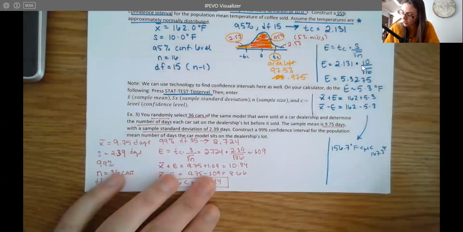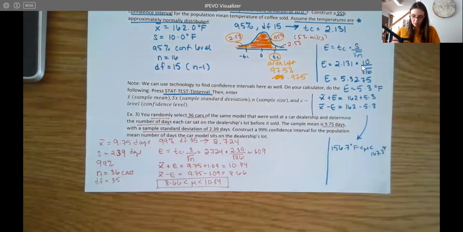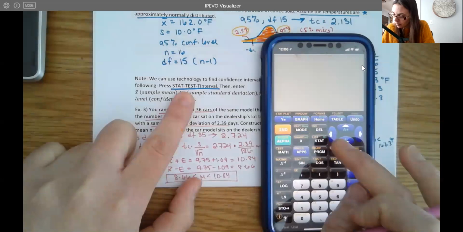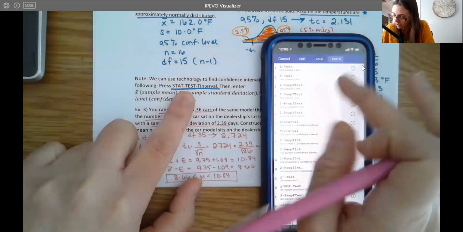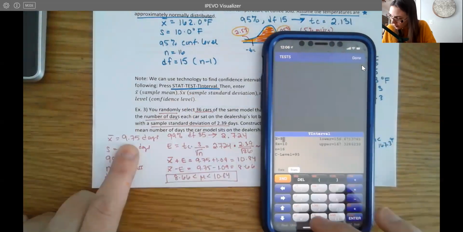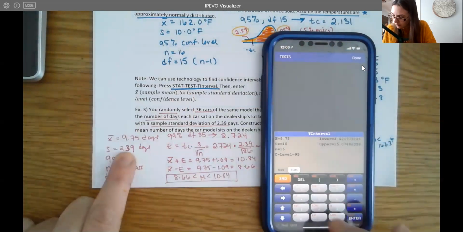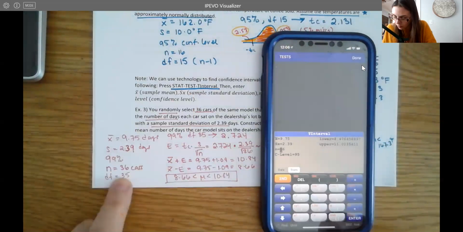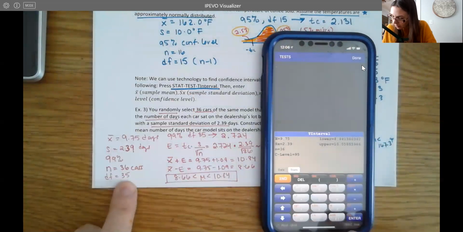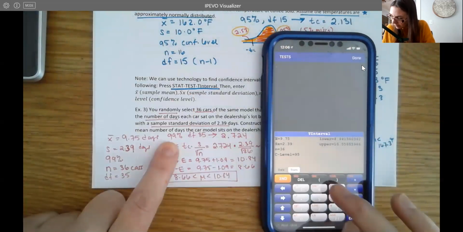Now, if you're using technology, we can do that too. So it's going to be very quick. I'm going to just go through these steps one more time. So I'm going to press stat, go over to test, and then again, I want T interval. My mean here is 9.75. My standard deviation is 2.39. My N is going to be 36. And my C level, my confidence level, is 99.